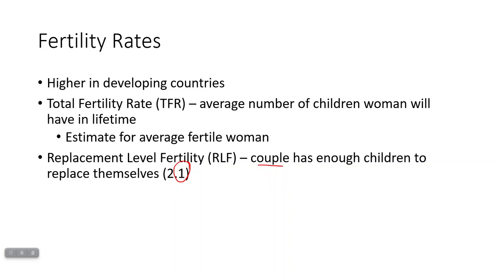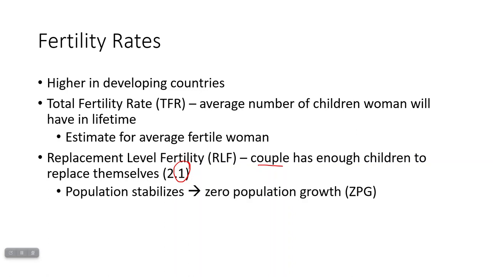The reason is unfortunately, some children will die before they reach reproductive age. And so this means that if you have a total fertility rate of two, your population will likely end up declining over time. And so, if you have replacement level fertility, that is where your population stabilizes, it doesn't grow anymore, and that's called zero population growth, which has been thought to be a goal for a lot of countries. That way, you're not adding to the population.